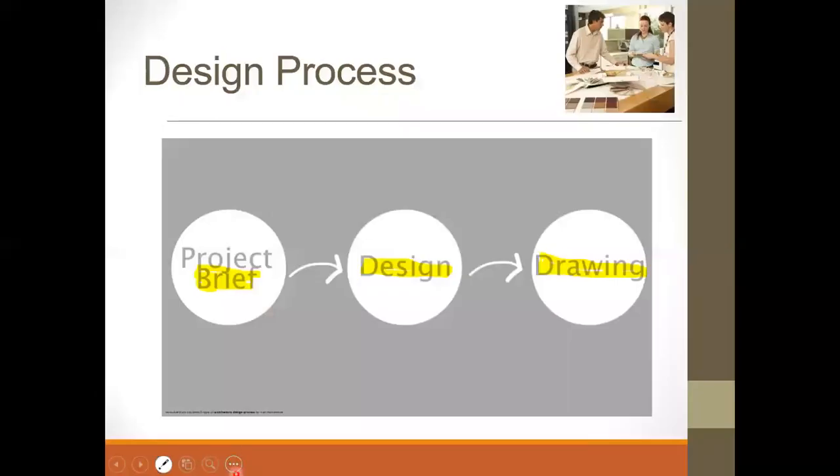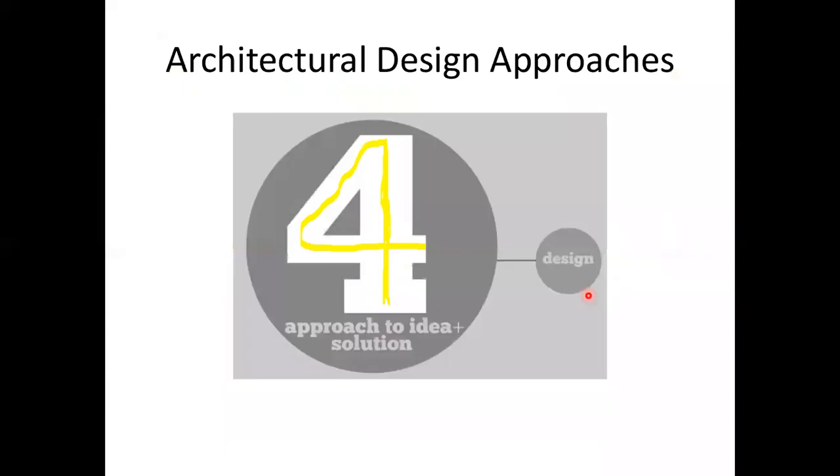So briefly, we can say the design process initially starts from the project brief and programming, then the development of the design, and ultimately we get the product in the form of drawings, and lastly we execute them in the form of 3D buildings. So let's start with the next part, architectural design approaches.